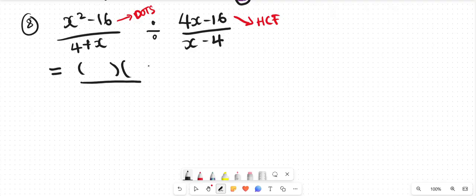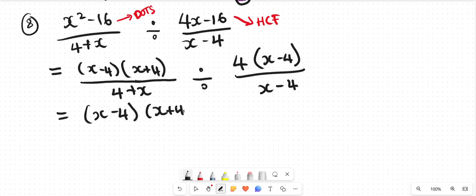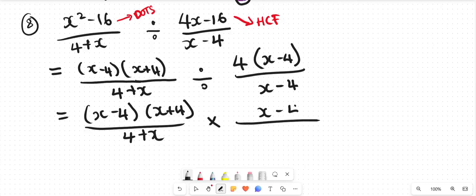So I will get these 2 brackets there, x minus 4 and then x plus 4 for the first difference of 2 squares at the top, x, a 4 plus an x. This is being divided by, if I take out a common factor of 4 there, I have an x minus a 4, and at the bottom I have an x minus a 4. So I have this. Again, we tip and times. So I keep this fraction. You always keep the first one, guys. You tip and times the second one. So I times now and I tip the second one.